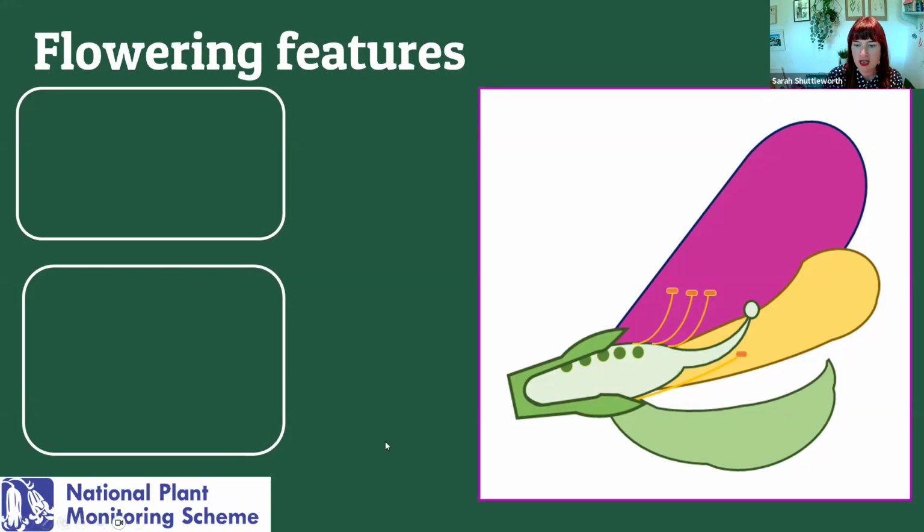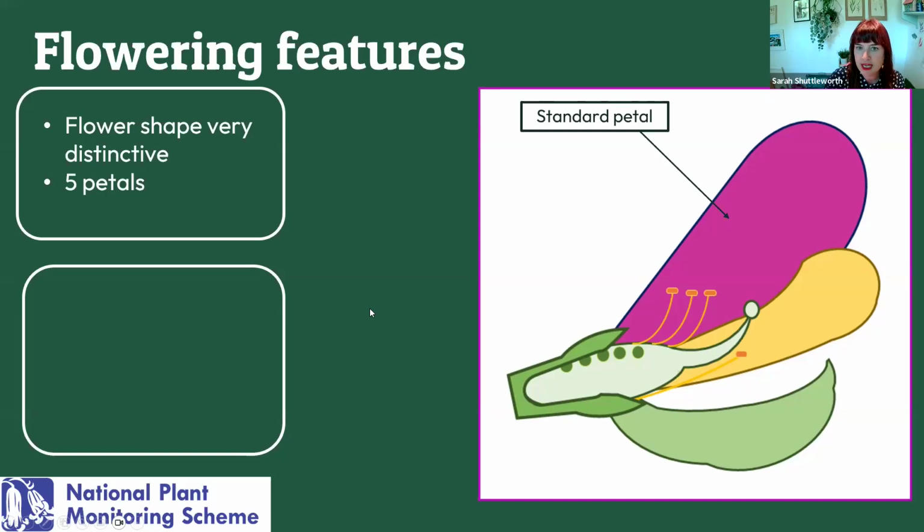So this image here is essentially showing you a cut through of a pea flower along its length. And we can see that we've got a very distinctive flower shape. We've got 5 petals overall, with the largest being the standard, or sometimes called the banner petal at the back. And quite often it is flipped back on itself. But sometimes in some of the smaller, more diminutive species, it's slightly more folded over the other petals. So it's not always flipped back.